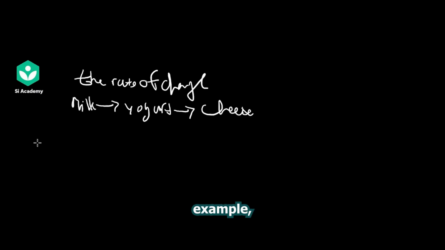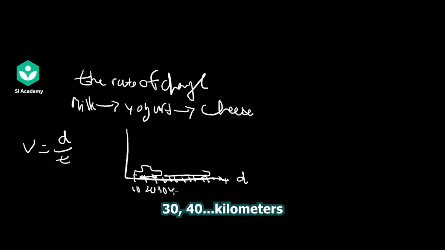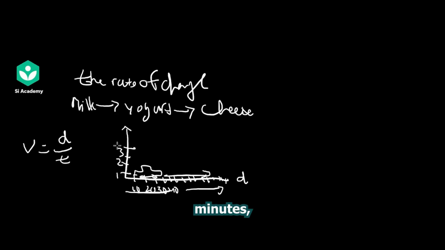So for example, you guys all know about velocity, and velocity is basically distance over time. And so here, for example, we have the car right here. As it speeds up, that's the distance, right? 10 kilometers, 20, 30, 40 kilometers, and so on. No, I'm sorry. That's the distance, and that's time. For example, 1 minute, 2 minutes, 3 minutes, 4 minutes.